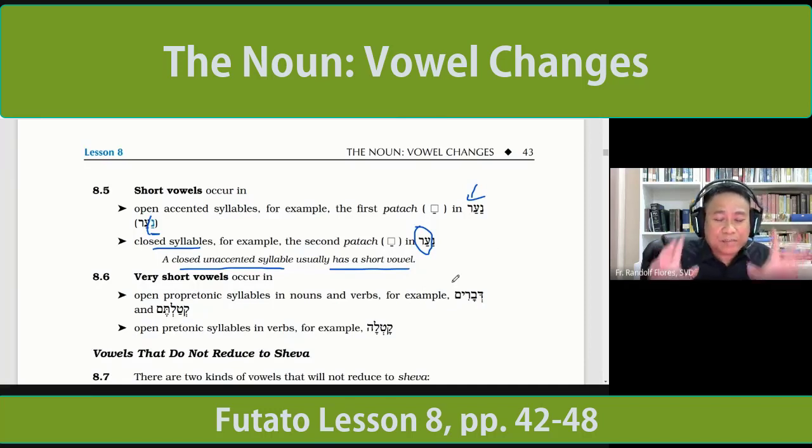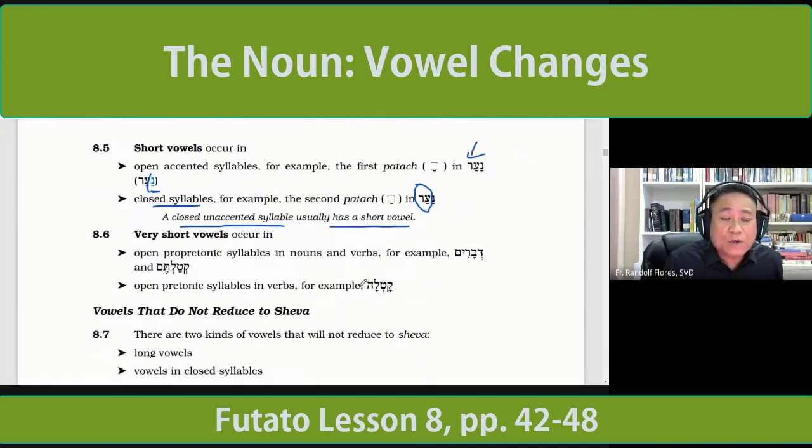Now, these are terms, but once they are put into action, I will remind you of these terms. We'll just be going through them so that you will not be surprised about what these terms are. 8.6: very short vowels occur in open propretonic syllables in nouns and verbs.